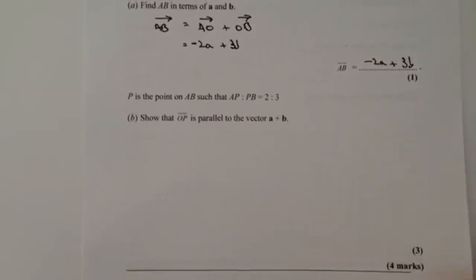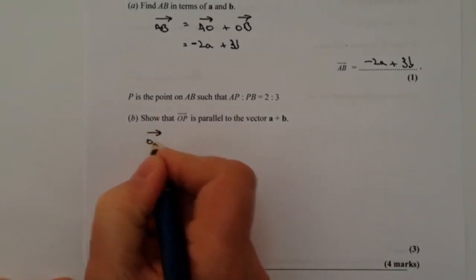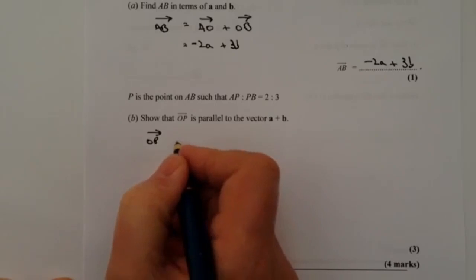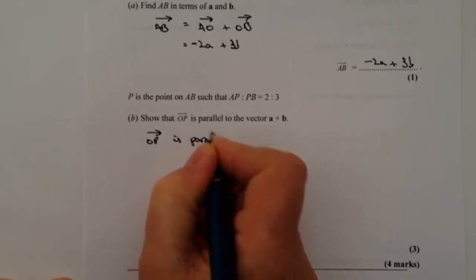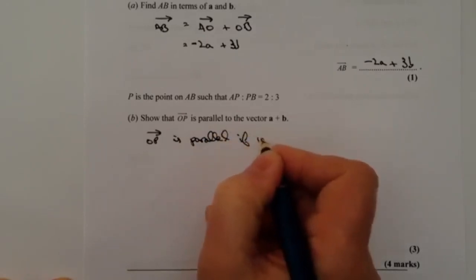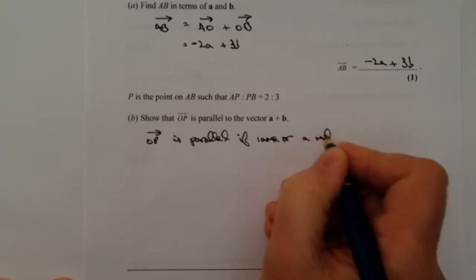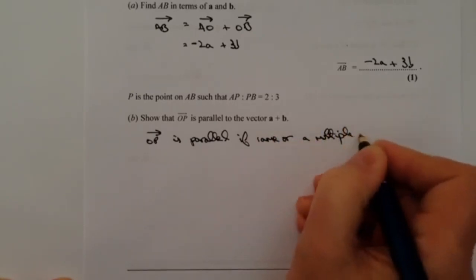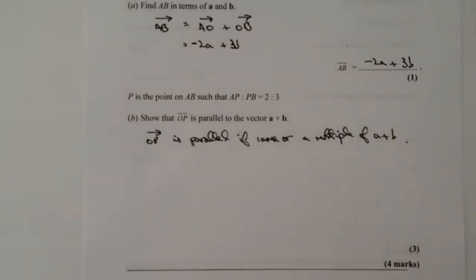Well, in order to show that OP is parallel to the vector a plus b, we need to show that vector OP is parallel if it's the same or a multiple of a plus b. Okay, so let's have a look and see if we can find vector OP.